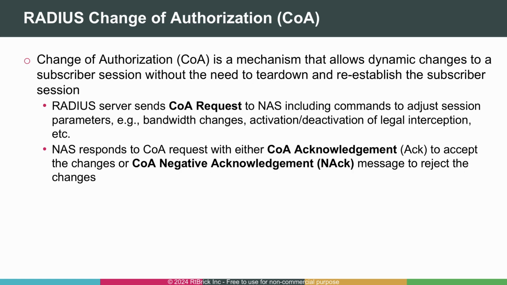Change of authorization is a mechanism that allows dynamic changes to a subscriber's session without needing to tear down and re-establish the session. For instance, a Radius server can send a change of authorization request to the BNG to adjust session parameters like bandwidth changes or activation/deactivation of legal interception. The BNG responds to the change of authorization request with either a change of authorization acknowledge to accept the changes or a change of authorization negative acknowledge message to reject the changes.